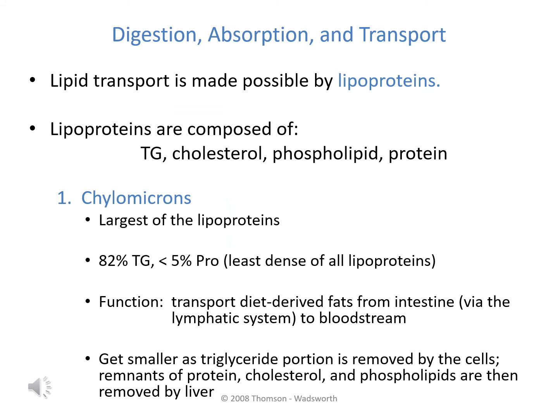From the previous slide, you could see that the chylomicrons are the largest and least dense of the lipoproteins. They transport the diet-derived fats, mostly in the form of triglyceride, from the small intestine into the lymphatic system, finally to the bloodstream, and then to various cells within our body. Cells all over our body have the capability of removing triglycerides from the chylomicrons as they pass by. So what happens is the chylomicrons actually get smaller and smaller. The remnants that remain of protein, cholesterol, and phospholipids are then removed by the liver.